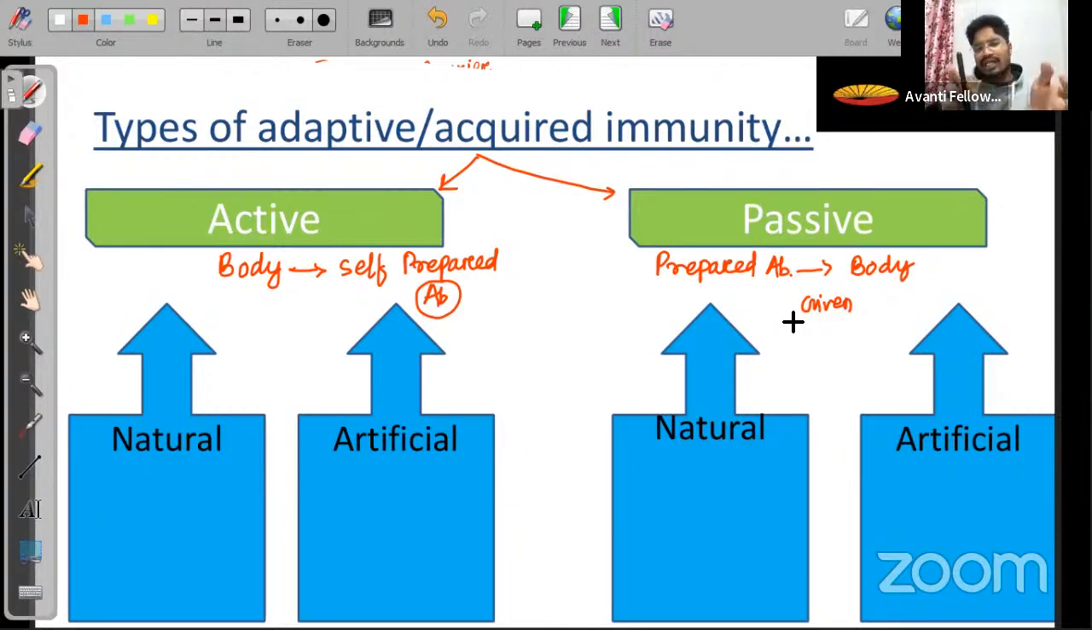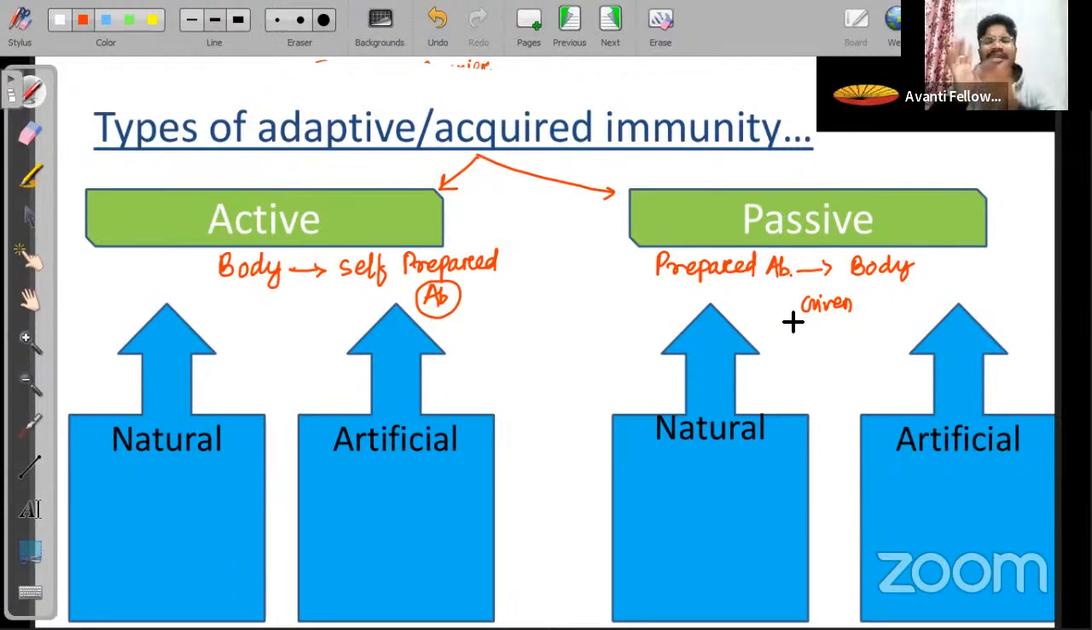We are acquiring this in our lifetime. One is our body, when it comes in contact with the pathogen, it prepares the antibody by itself, self-prepared antibody. Second is passive, where prepared antibody from outside is given to our body. That is passive immunity. Is that clear to everybody?